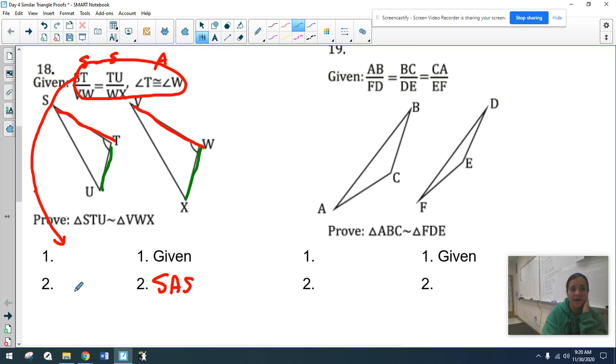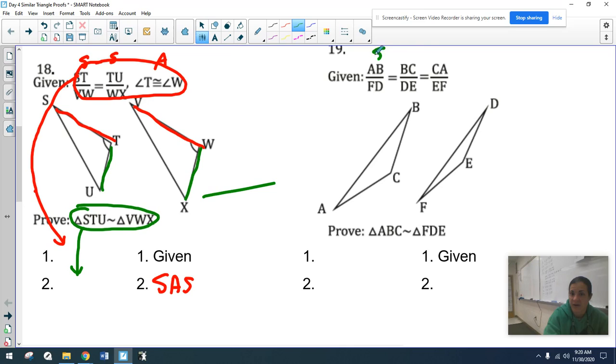Now, right here, it doesn't say what the proof part is. Oh, no, I lied. There it is. It's right there. So here's your proof part. If they don't give you that and you have to write your triangle statement, make sure you know that order does matter. So they went STU, they went along the red and then the green. So VWX, it has to be for the next one.